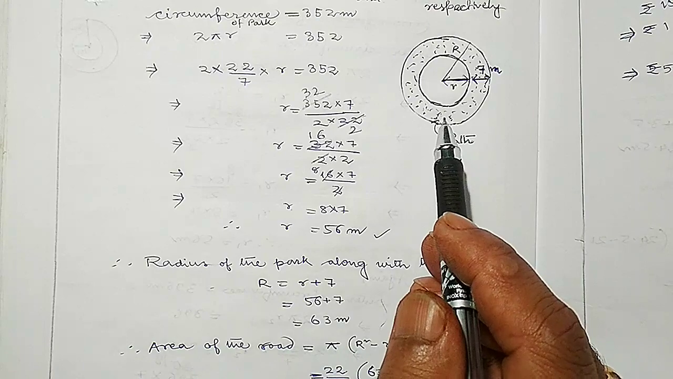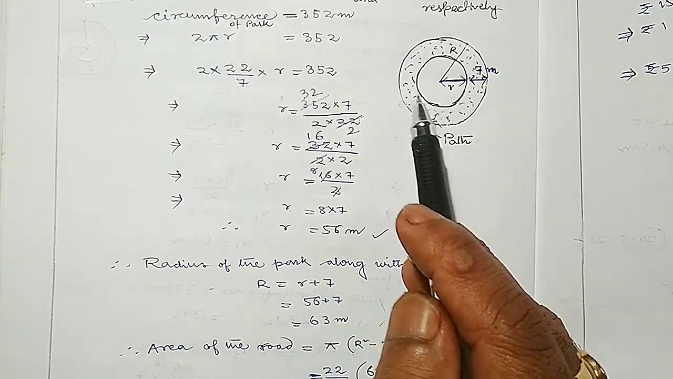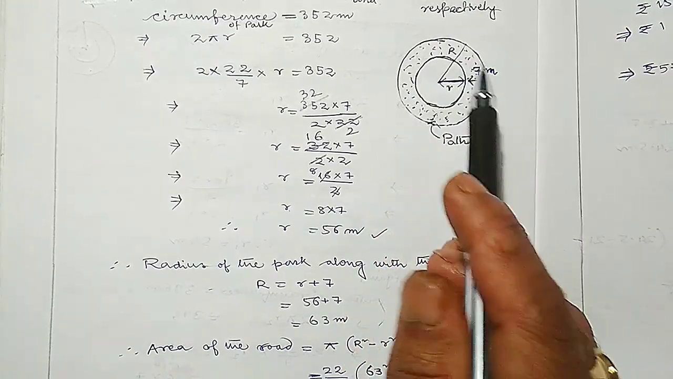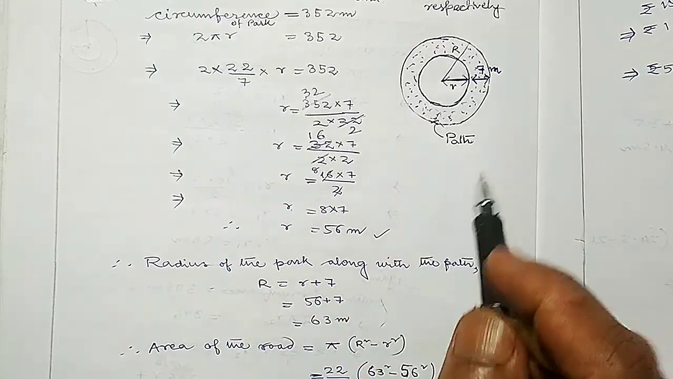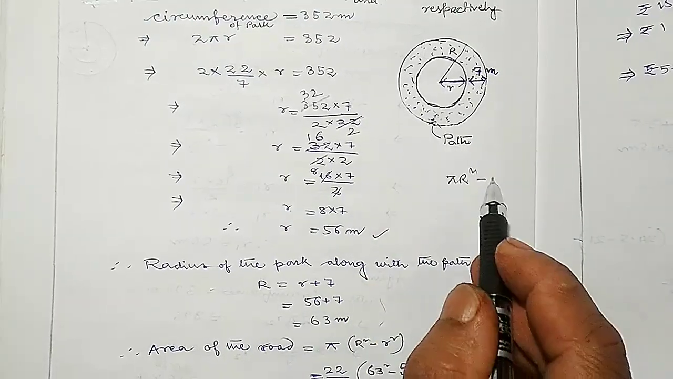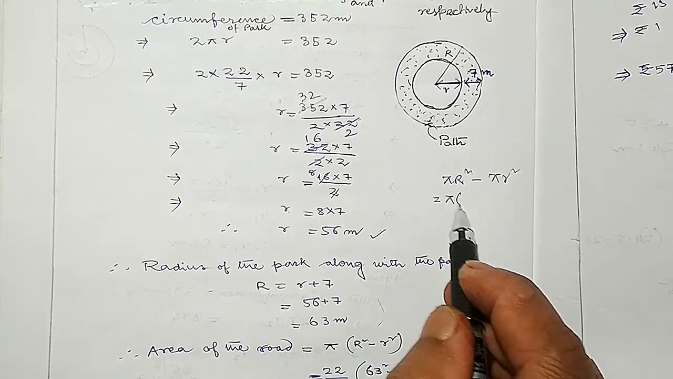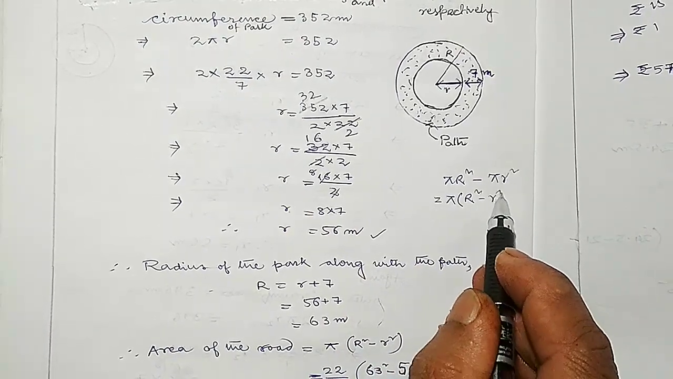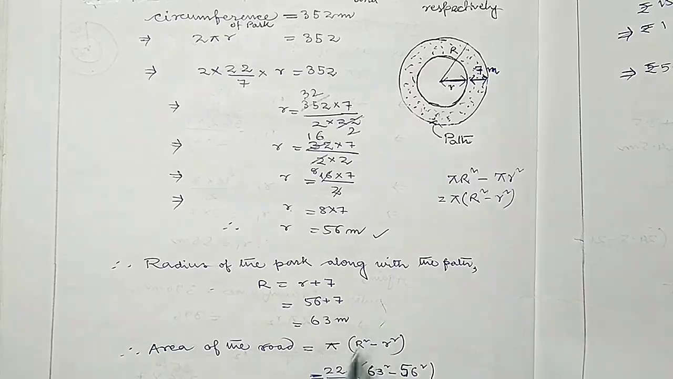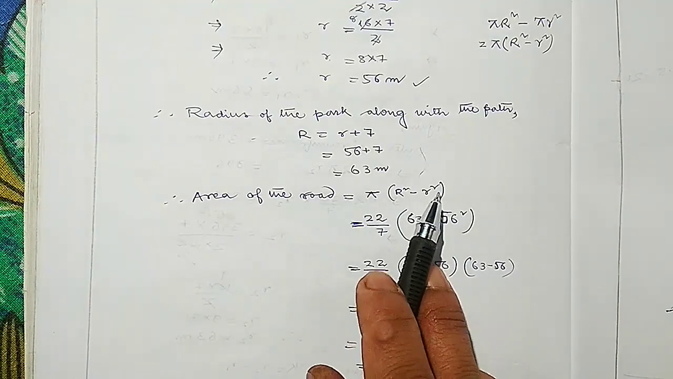Now to calculate the area of the road or path, we are going to subtract the area of the smaller circle from the area of the bigger circle. We know the area of the bigger circle is pi capital R square, and the area of the smaller circle is pi small r square. So if I take pi common, we are left with R square minus r square. So we are going to use this formula. Now the area of the road will be pi times capital R square minus small r square.